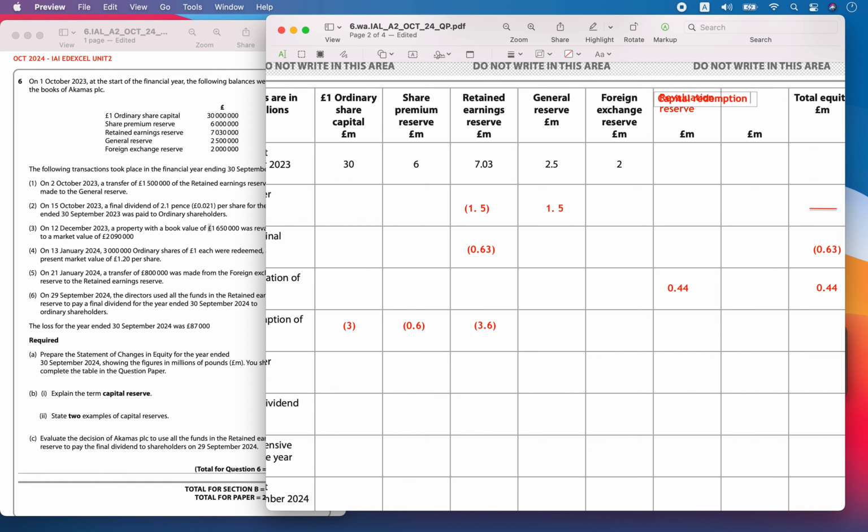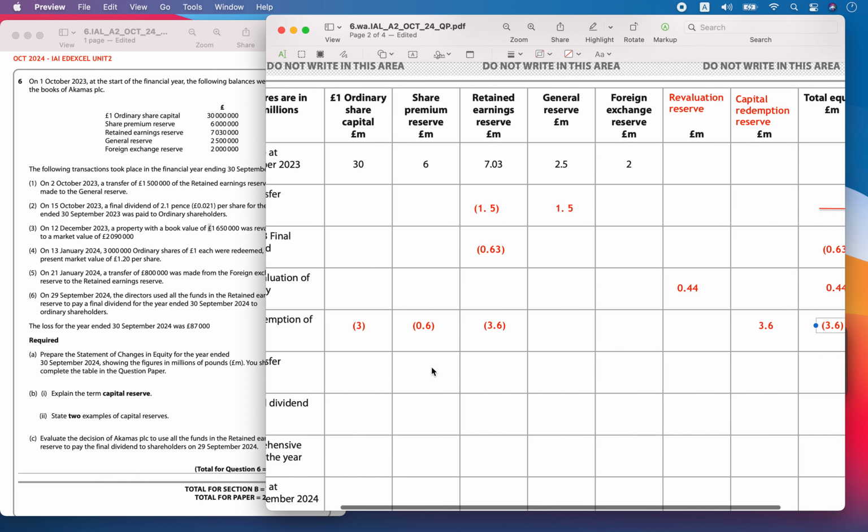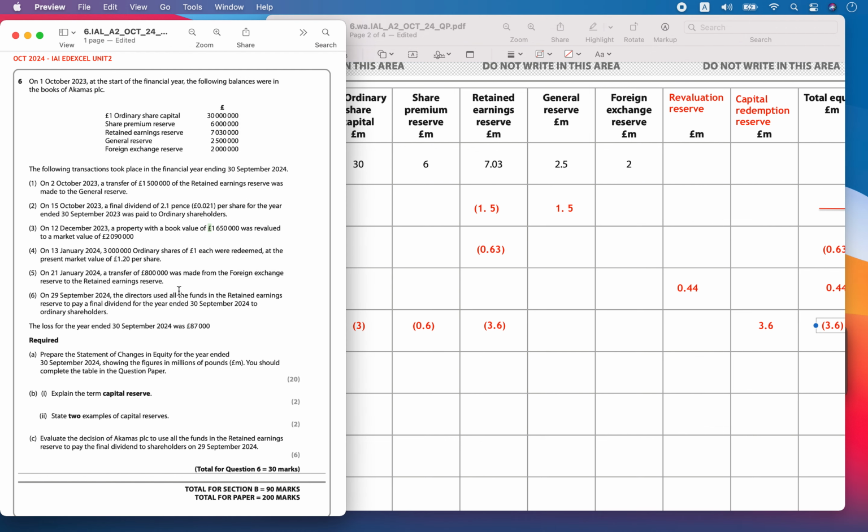reserve. Capital redemption reserve I'm going to create, and then I'm going to transfer it to this one. So 3.6 from the retained earnings, so the value of it will be 3.6 has been used. 3.6 from the retained earnings has to be used to redeem the shares.